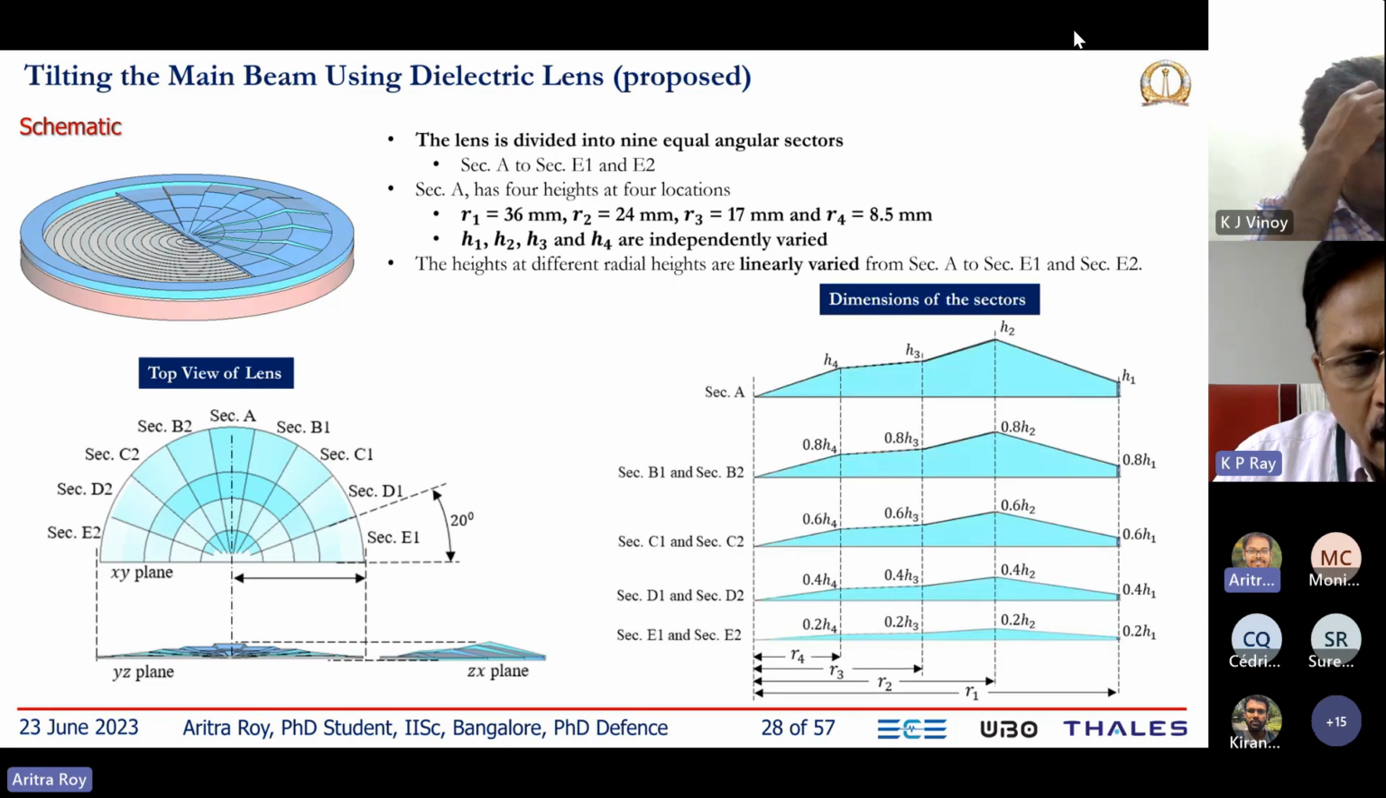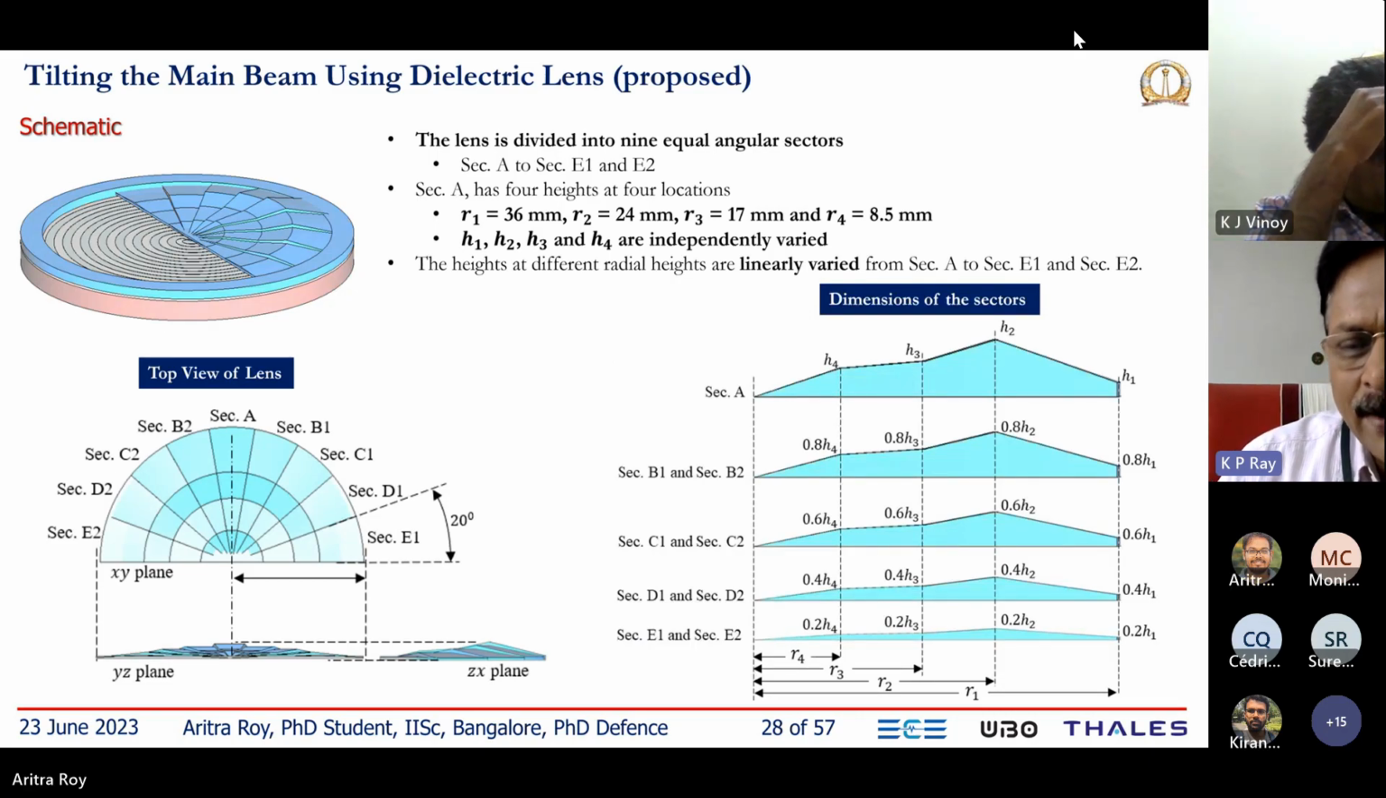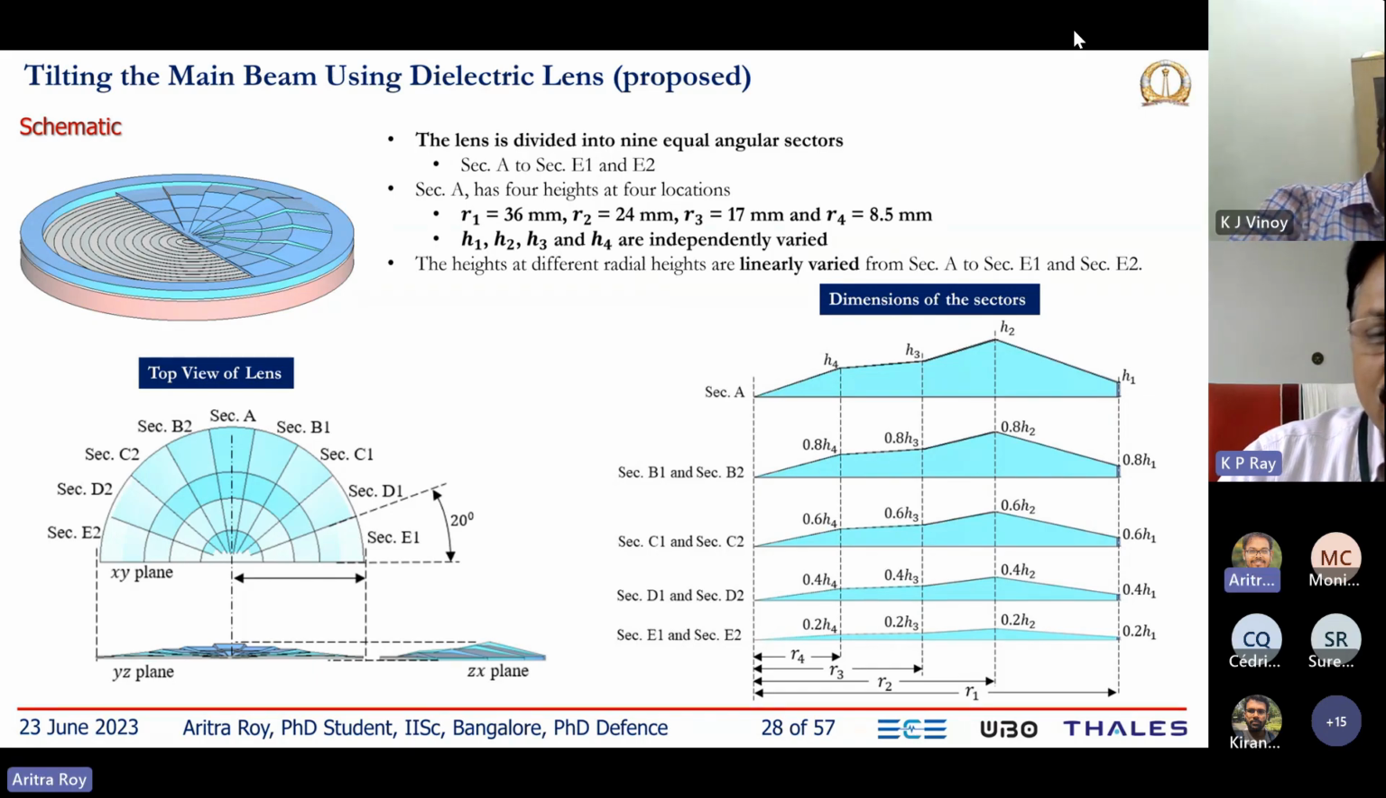So probably that linear thickness increase would have given you a better tilt at lower frequency.